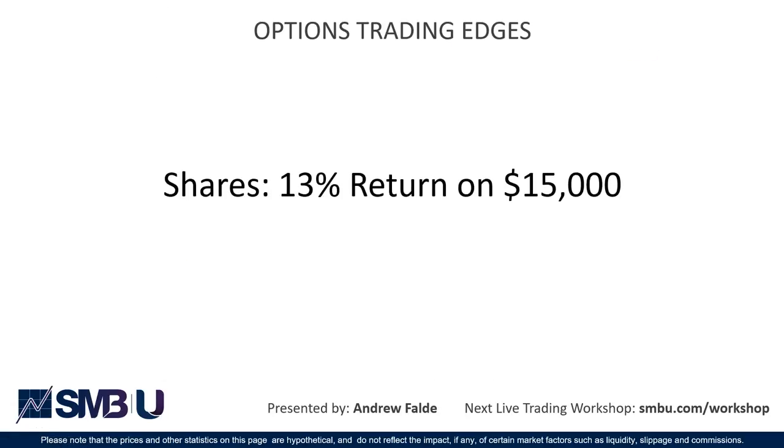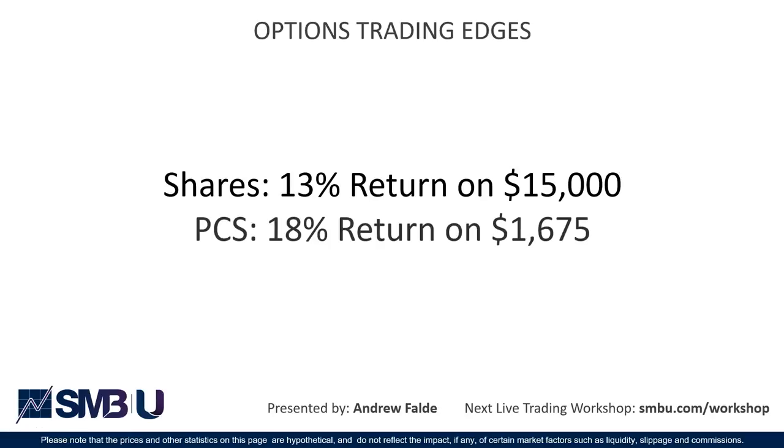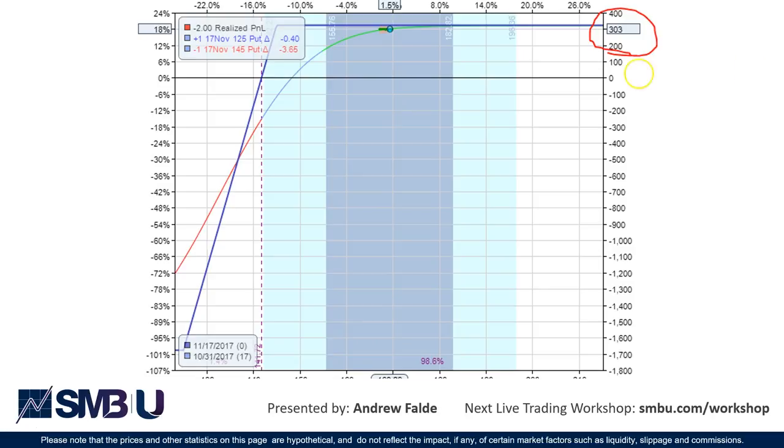So comparing, same deal on the shares, 13% that we talked about originally. But this has an 18% return on the $1,600 risk. So how do we come up with that $1,600 risk? It's about $1,675. I just kind of round sometimes.